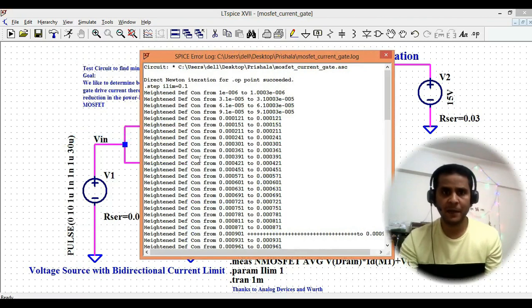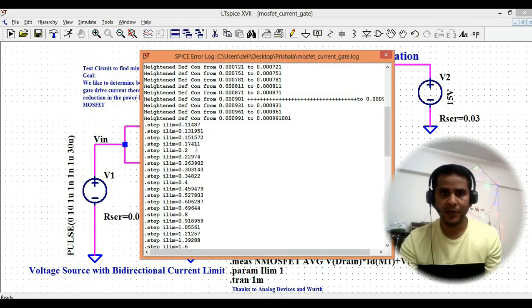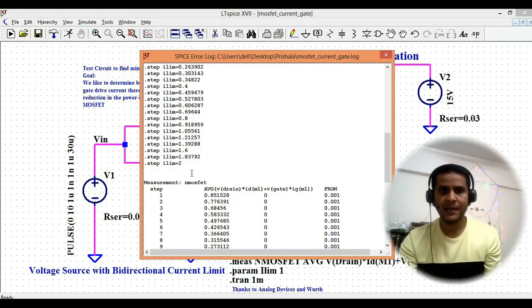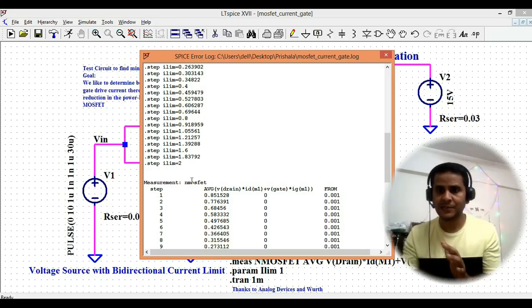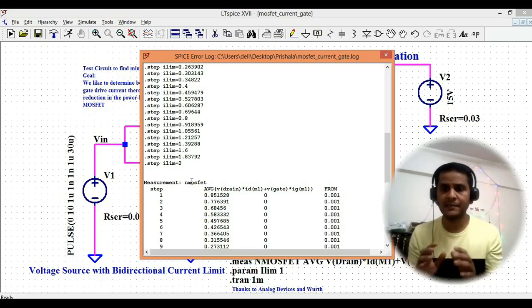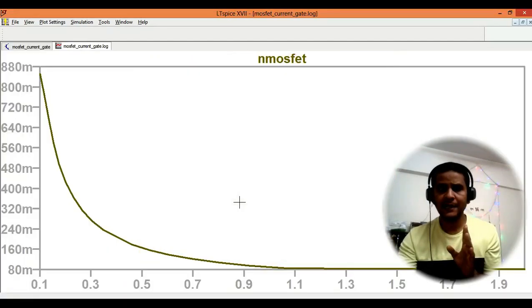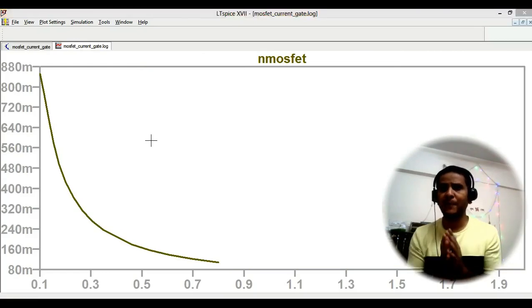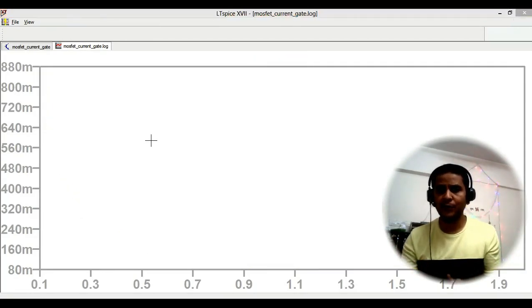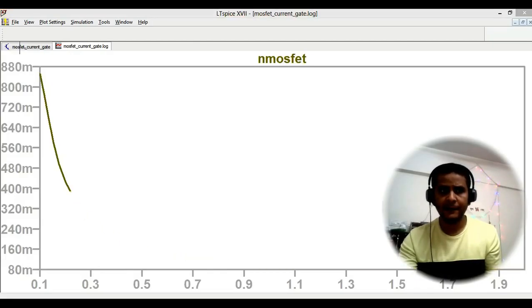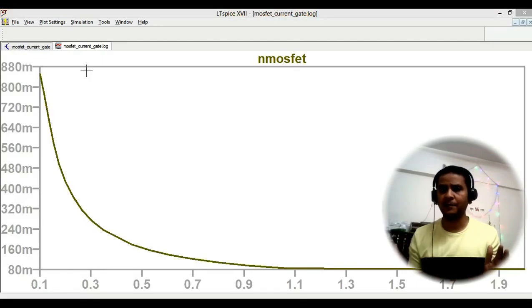Once you click on SPICE Log, you see lots of things coming, and our area of interest is that I want to simulate the power dissipation versus gate current. Understand this, what I want to simulate here is the power dissipation versus the gate current. You have to right click here, and now you have to click on Plot .step'ed .meas data. Once I click on this, you can see my simulation is running. Let's wait for a couple of minutes to complete this.